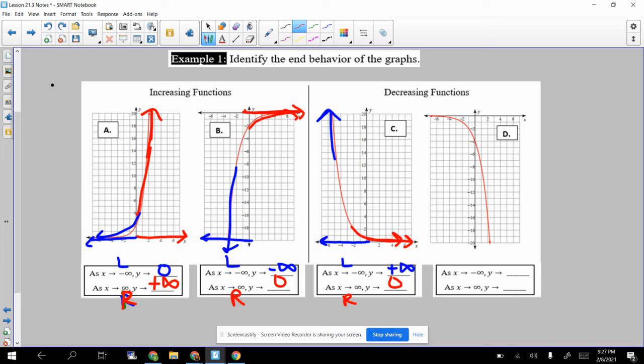Okay, so I want you guys to go ahead and try to fill in this last one here. Hopefully you got, as you move to the left towards negative infinity, it is approaching the asymptote at 0. And as you move towards the right, positive infinity, the y is going down towards negative infinity.